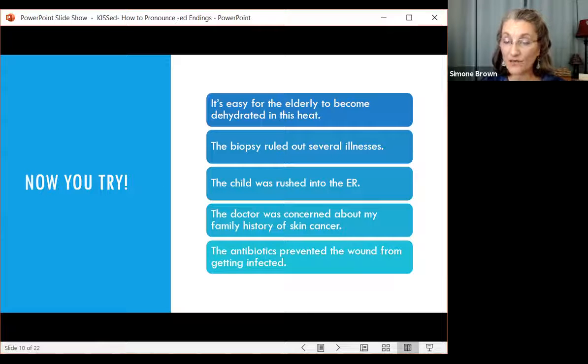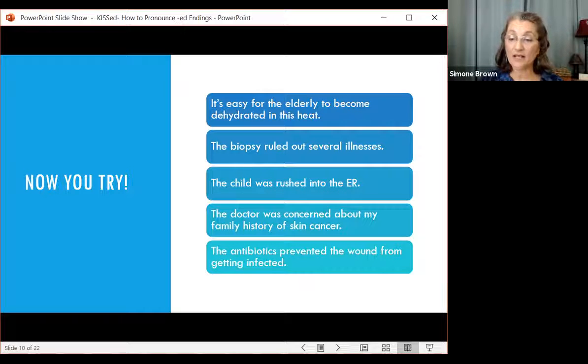All right, the next one is the last one. Oh, actually, there's two in this one. It's a bonus. So prevent, it ends with a T, so we have to add that other syllable. Prevented, prevented. And the same thing with infected. So it's the T sound, okay?